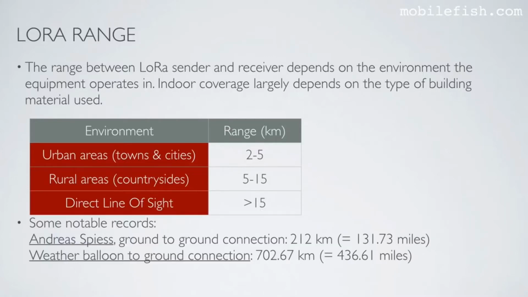But here are some notable records. Andreas Spies, a fellow YouTuber and known as the man with a Swiss accent, has conducted an experiment and he achieved a LoRa ground-to-ground connection over a distance of 212 kilometers. Another team also created another record whereby a LoRa sender is connected to a weather balloon. Several LoRa receivers on the ground detected the signal. At a distance of 702 kilometers, a receiver was able to detect the signal. These records can only be achieved if there is direct line of sight and there are no obstacles within the Fresnel Zone, which I will explain what it is later in this video series.